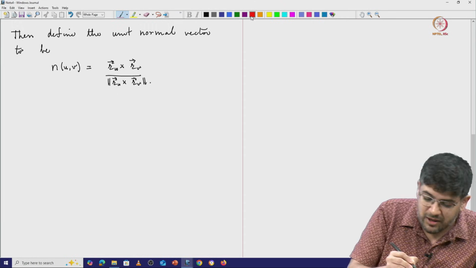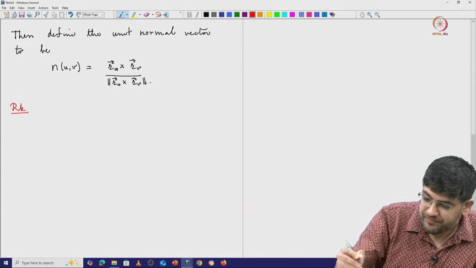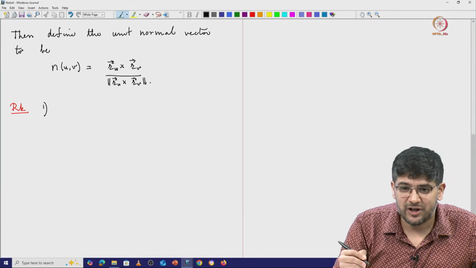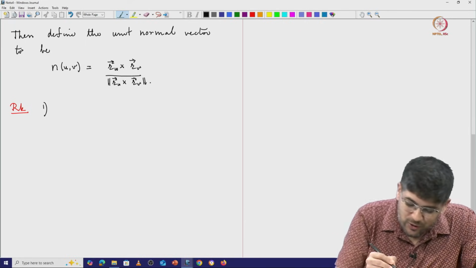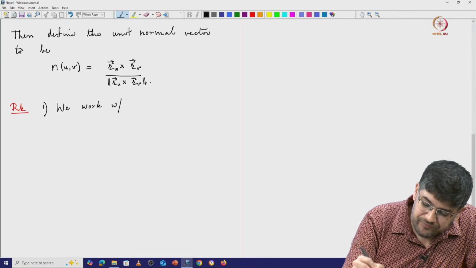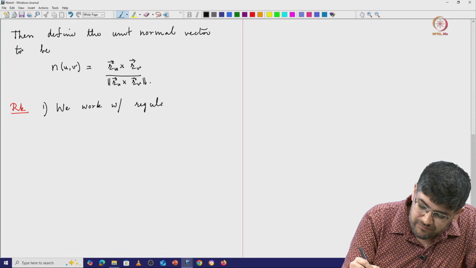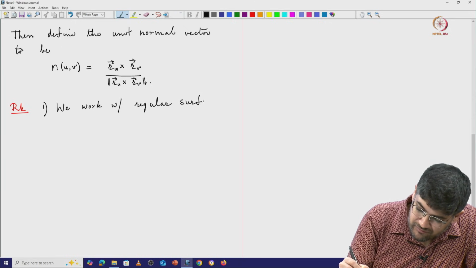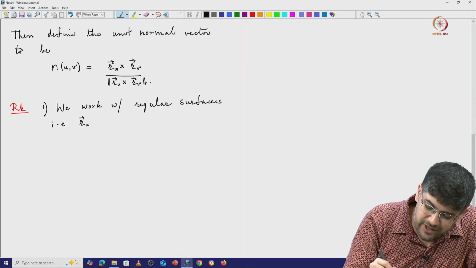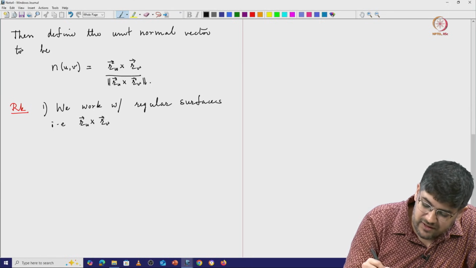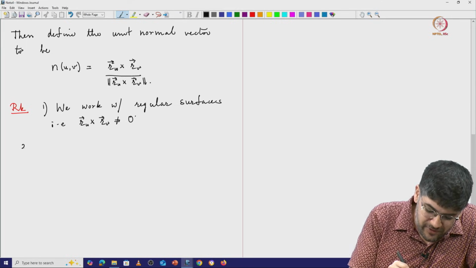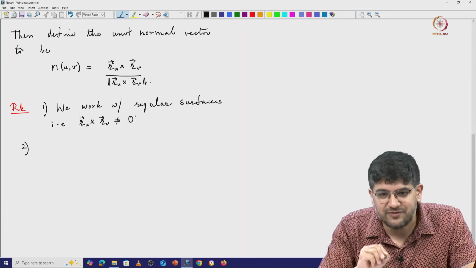Okay, so let me make a couple of remarks. First is that I am dividing by something, so I better ensure that something is not 0. So we work with regular surfaces, which means that this cross product is never 0, right. So at each point a unit normal vector is well defined.